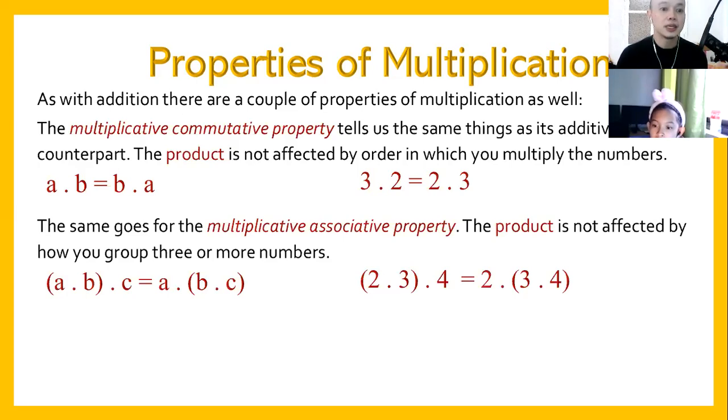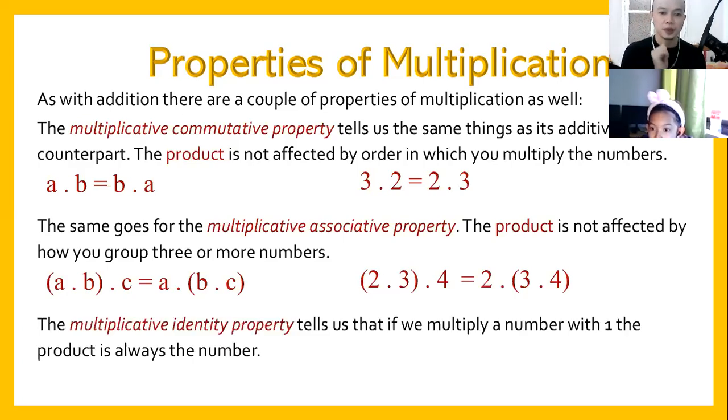It means the groupings will not affect the product, just like in addition, the groupings also will not affect the sum. Okay, Christelle, is it clear? The two properties, it's clear now? Yeah. Okay, let's have the next property.